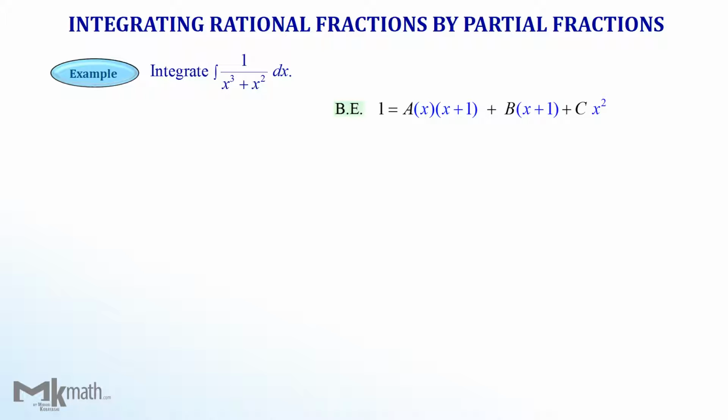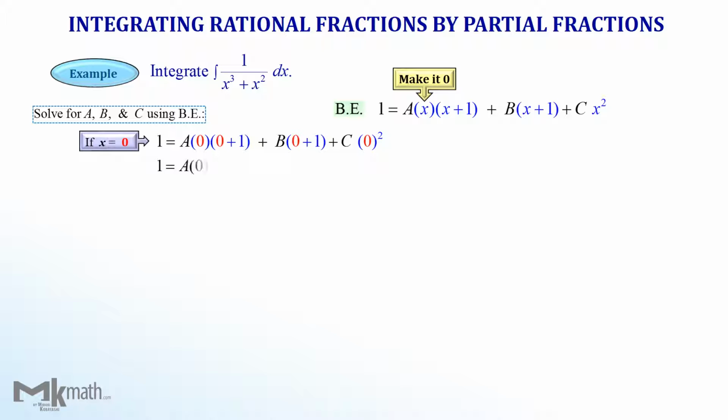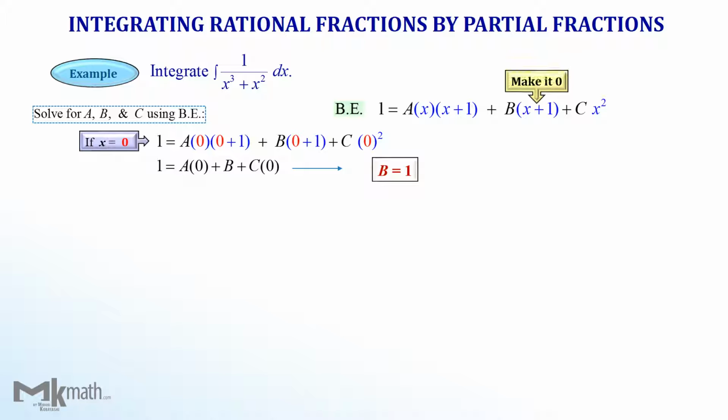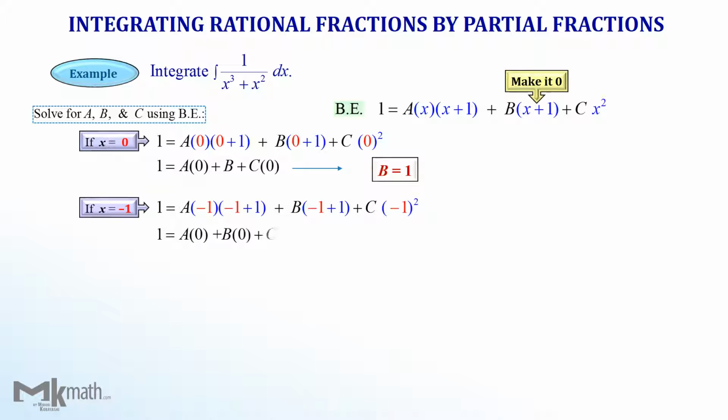We have now the basic equation, so let's solve for unknown values. I use a substitution method to solve them in this case. Make one factor be 0 to eliminate one variable, substituting x equals 0 into the basic equation to get b equals 1. Make another factor be 0 to get x equals minus 1, substituting x equals negative 1 into the basic equation to get c equals 1.